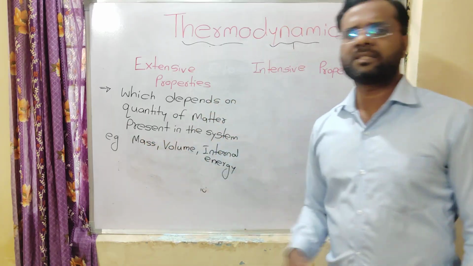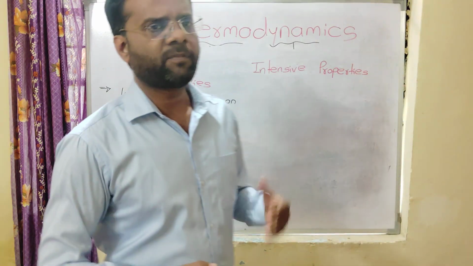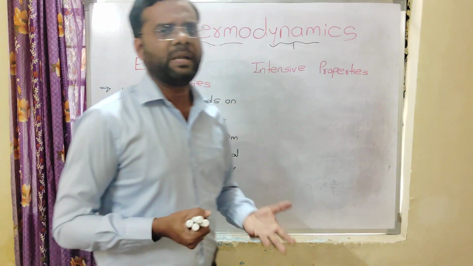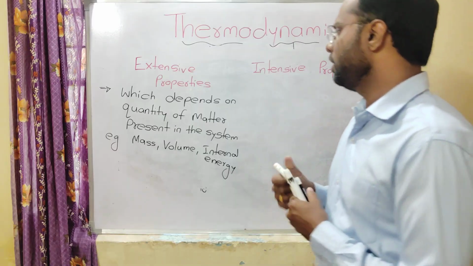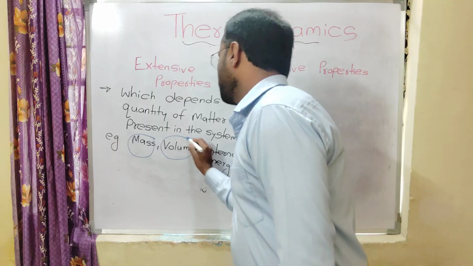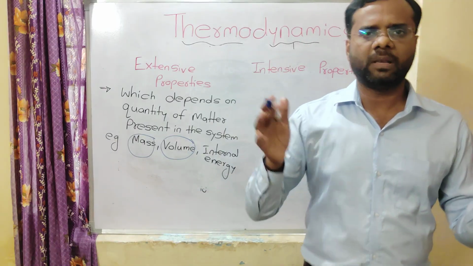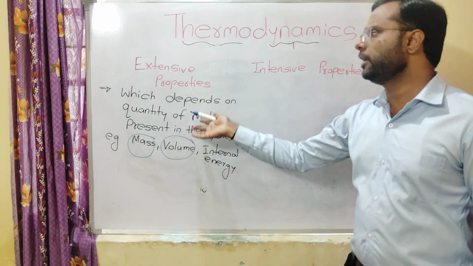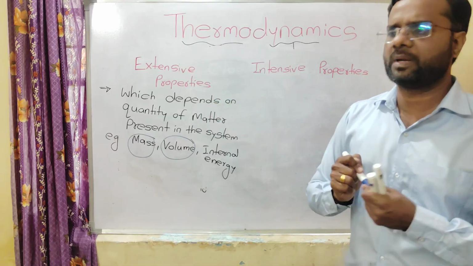So mass is an extensive property because every time if we take different masses, we can see that the quantity of matter is less or more. Even work we can take as an example. Okay, so mass and volume. For the volume of any system, if we take a larger volume or lesser volume, it depends on the quantity of matter, so it will change with the quantity of matter. That is what an extensive property is.